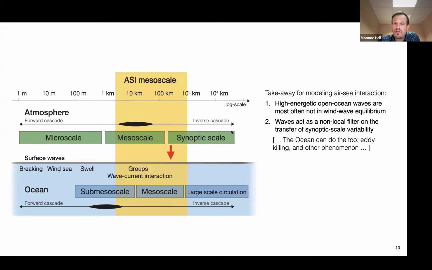Okay, what I tried to give you here are two arguments for how the synoptic scale of the atmosphere creates something like a non-local filter in the surface winds, and therefore for the ocean perturbation, right? I talked about wind forcing that makes waves, and the waves propagate and so on. And these things are more complicated than just the static fetch relation. The ocean can do the same, right? There's eddy killing and so on, but I'm not talking about that either.